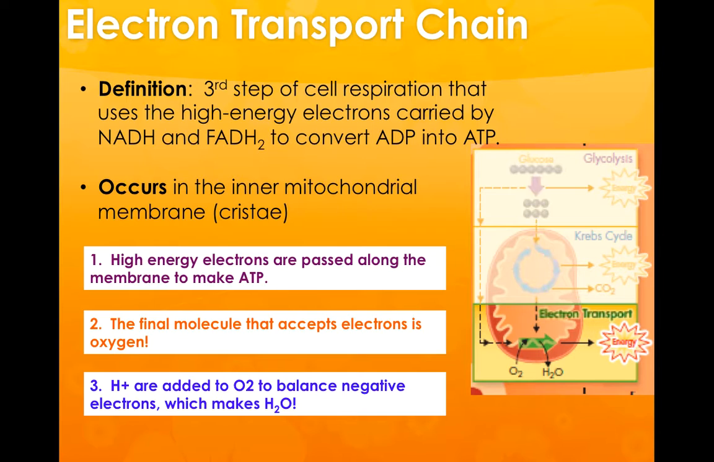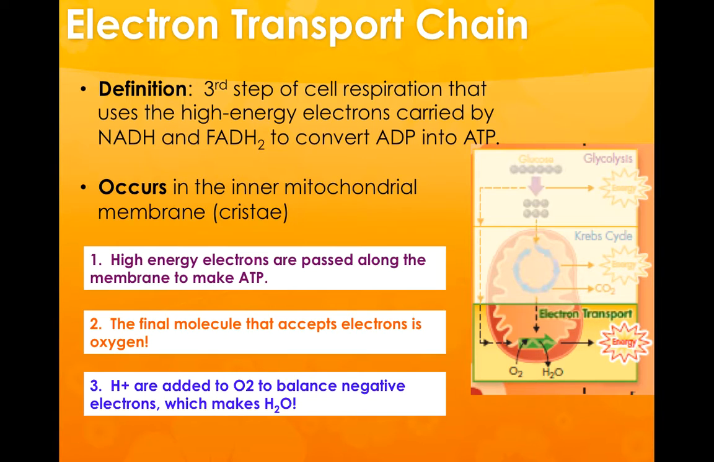Okay, so the electron transport chain somewhat comes in 3 steps. The first step is that the high energy electrons carried by NADH and FADH2 are going to be passed along the inner mitochondrial membrane, also known as the cristae. Those electrons are going to be passed along to make ATP. So these high energy electrons provide the energy used to make ATP.